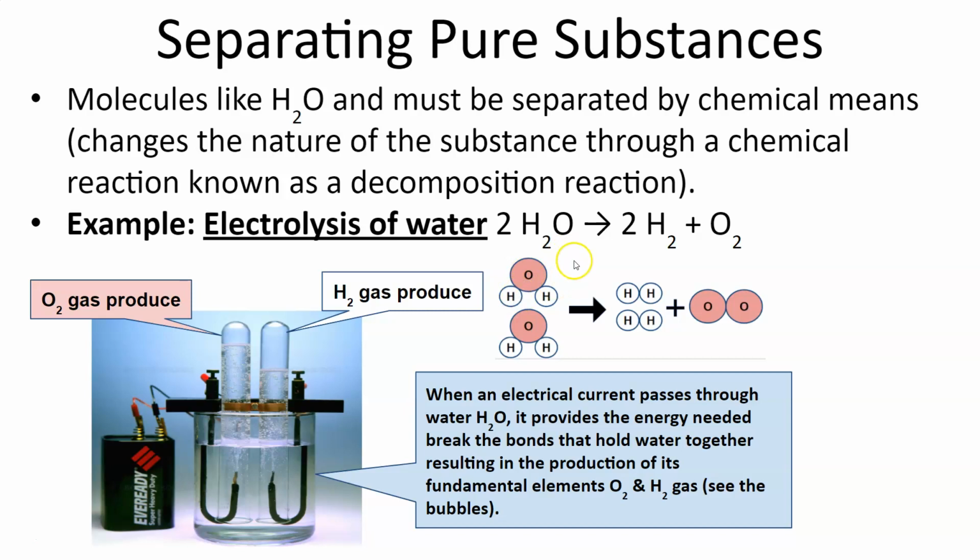If you wanted to separate that, what you would have to do is use a technique called electrolysis, where you pass a current through the water. In doing so, it breaks apart these bonds, and the bonds then reform to form hydrogen gas, H2, and oxygen gas, O2. And hydrogen gas and oxygen gas are not water. So you have now changed water into two different things. And so that's why it's a chemical separation, also known as a decomposition.